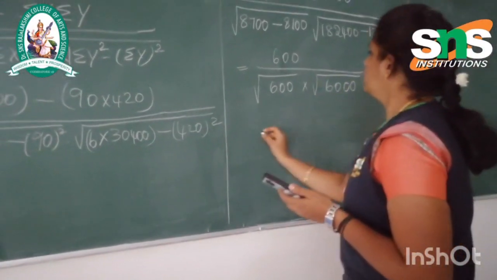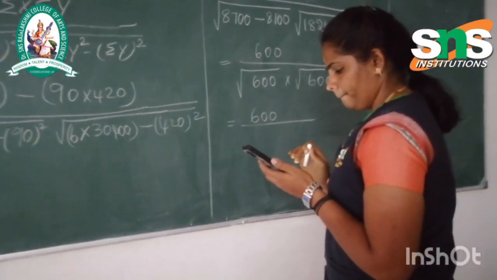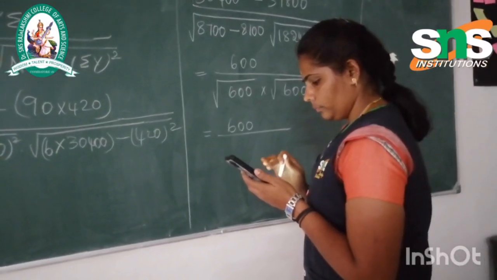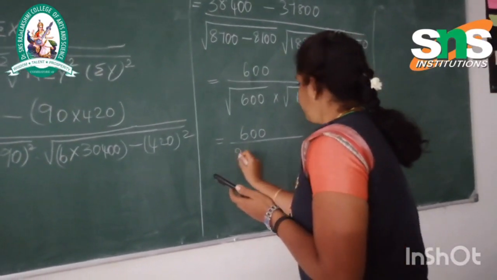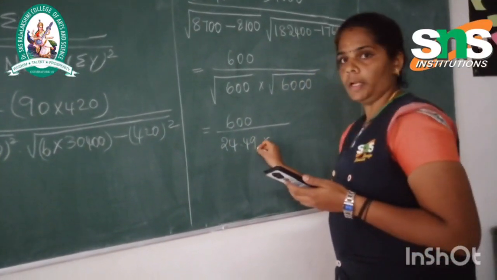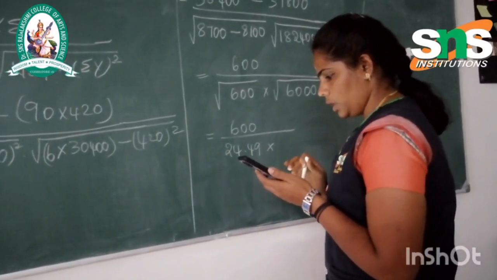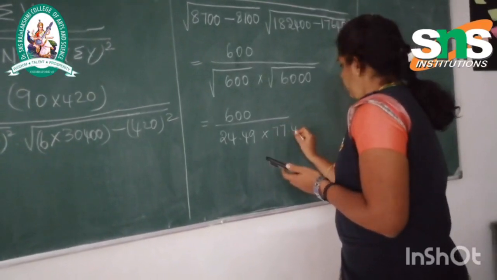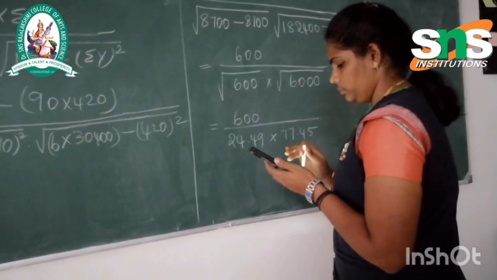Now we are going to take the root values. The root of 600 is 24.49. It is enough to take two decimal places. Similarly, the square root of 6,000 is 77.45. Okay, now we are going to multiply these two values.